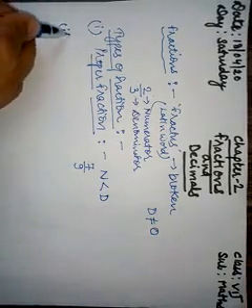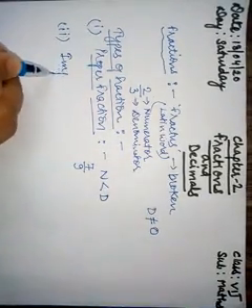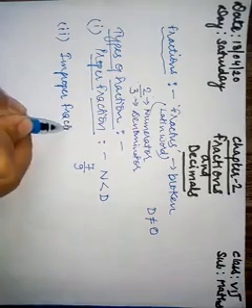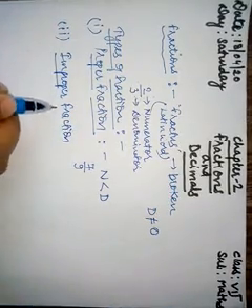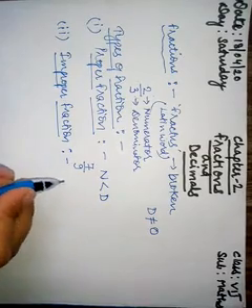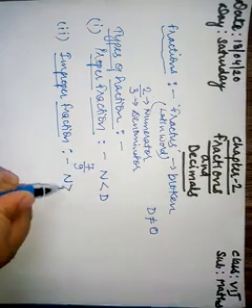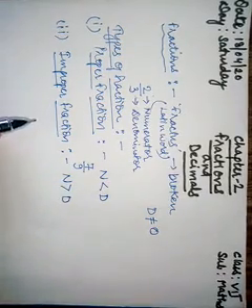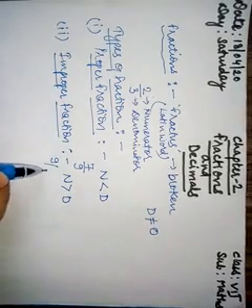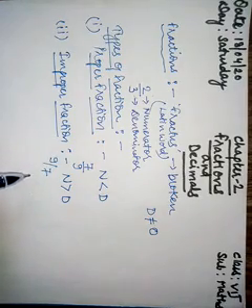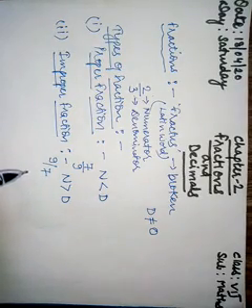Now what are improper fractions? The second type is called improper fraction. Here the numerator number is greater than the denominator number. This is called improper fraction. For example, 9/7. Here the numerator number is greater than the denominator one. So this is called improper fraction.